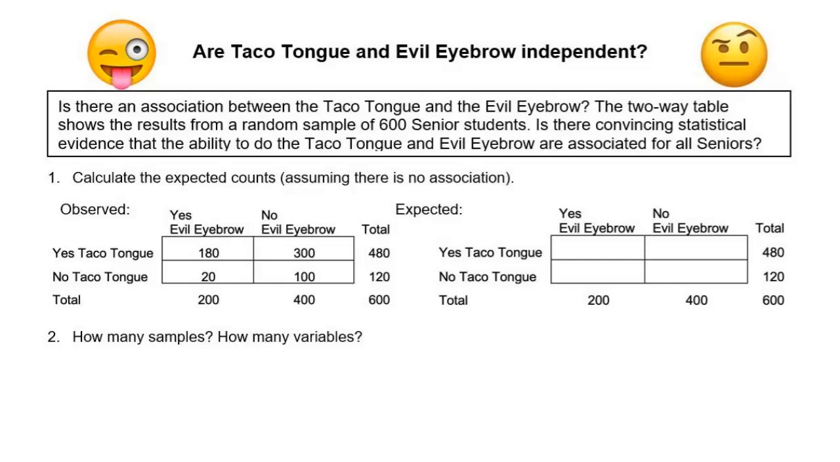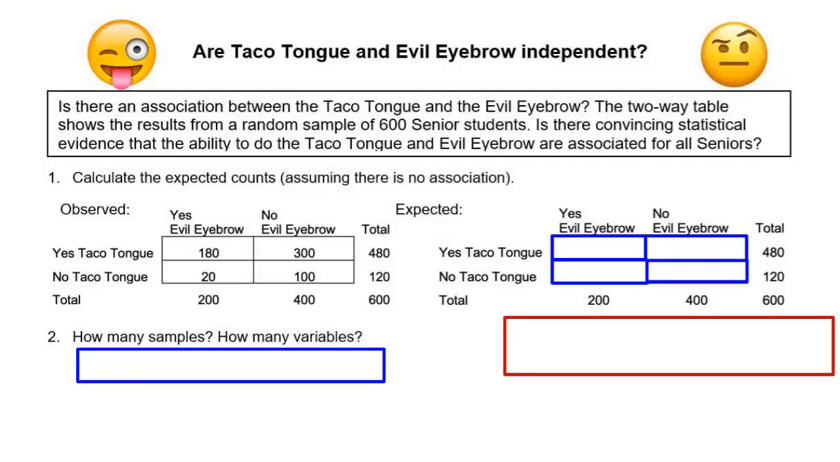Is there an association between the taco tongue and the evil eyebrow? We looked at this first semester a little bit. The two-way table over here on the left shows the results from a random sample of 600 senior students. Is there convincing statistical evidence that the ability to do the taco tongue and evil eyebrow are associated for all seniors? So how do we find the expected counts?